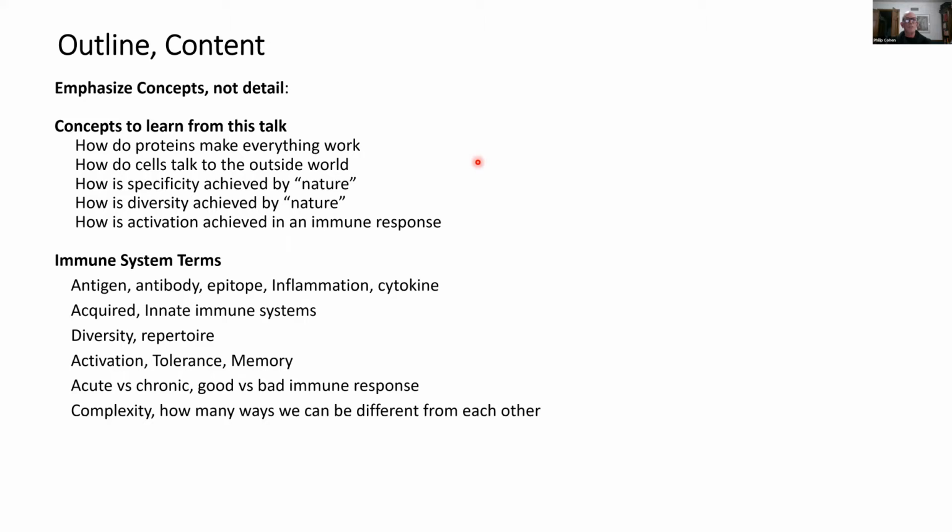How do proteins make everything work? How do cells talk to the world outside of their cell wall? What is specificity and how is it achieved in nature? And how is the diversity that's crucial to our immune system achieved in nature? And what does activation mean in an immune system?